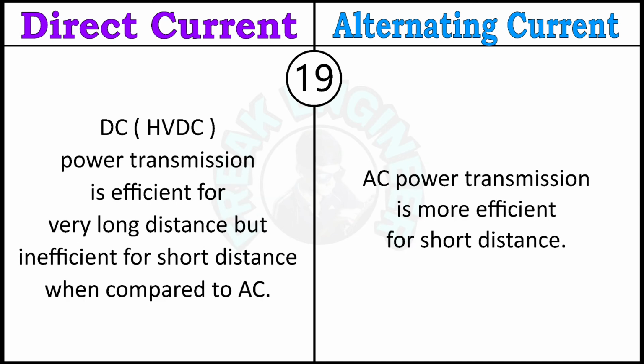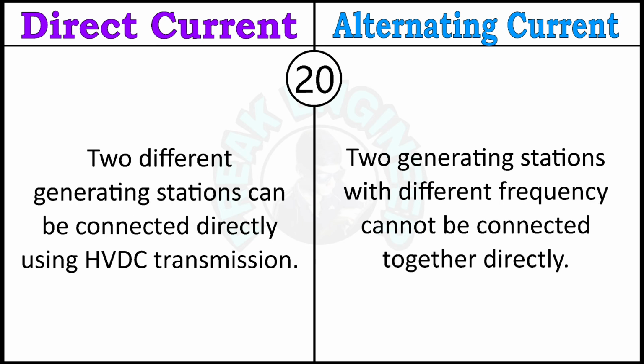Number 19. DC power transmission is efficient for long distances but inefficient for short distances when compared to AC. And AC power transmission is efficient for short distances. Number 20. In DC, two different generating stations can be connected directly using HVDC transmission, and in AC, two different generating stations with different frequencies cannot be connected together directly.